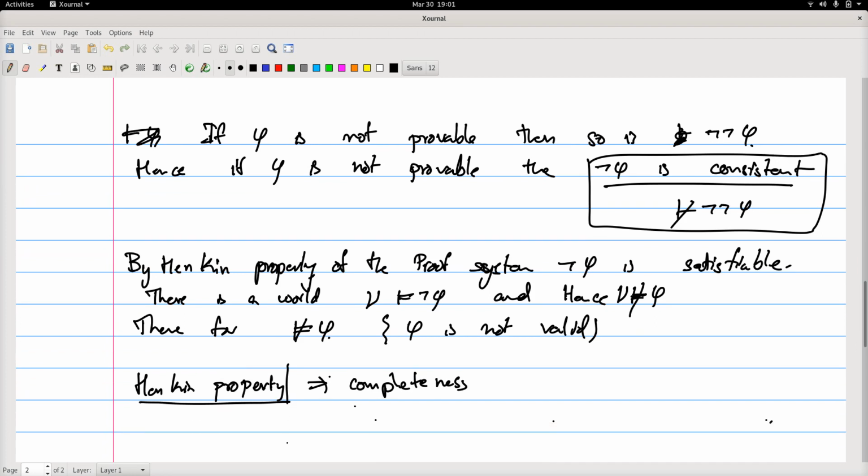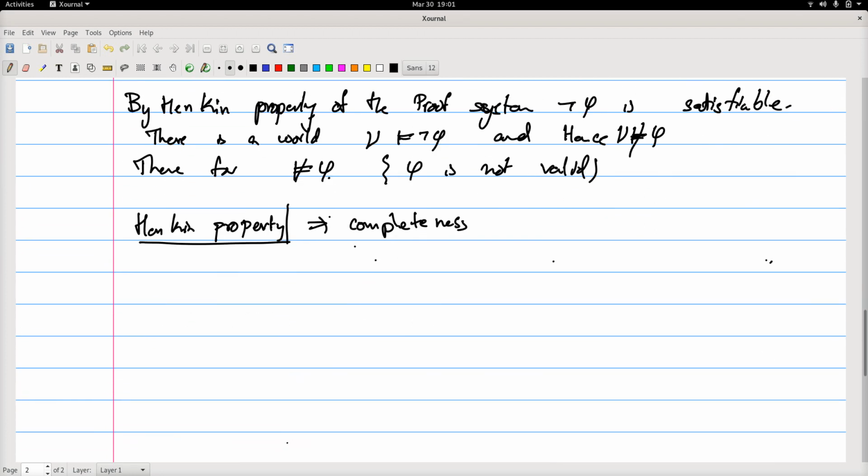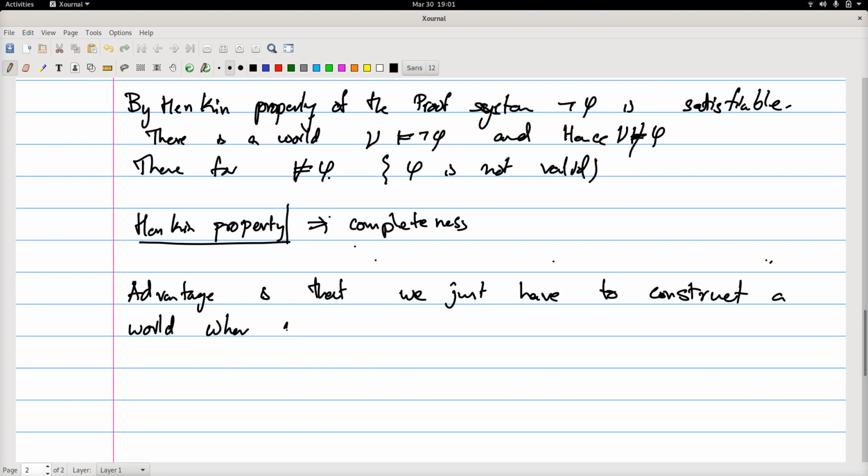And that is how we will be proving this Henkin property. So what is the advantage of proving the Henkin property? The advantage is that we just have to construct a world where some formula is true. Instead of going over all worlds, we just have to produce one world. So that is the advantage of doing it this way, and this is what we will be doing.